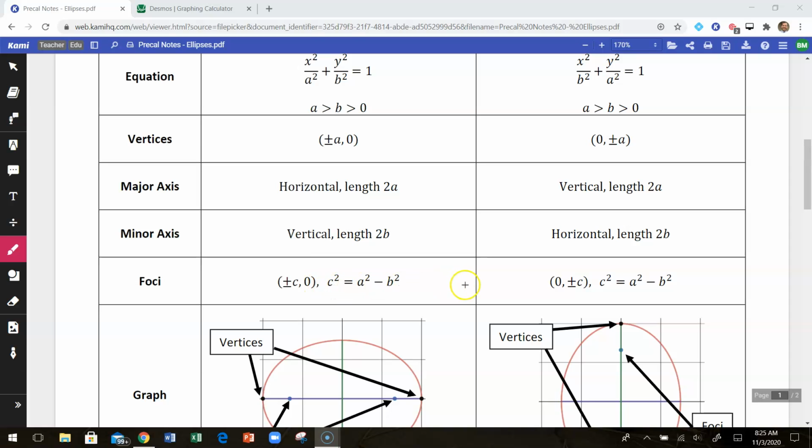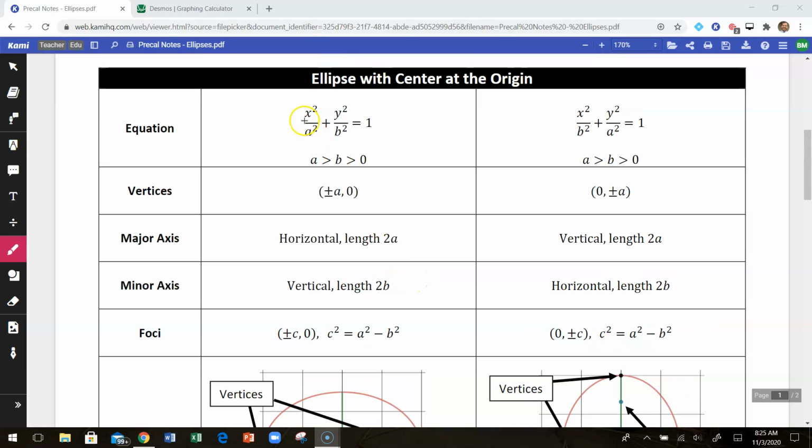The equation for the foci is the same regardless. It's c squared equals a squared minus b squared. Again, the numbers underneath x squared and y squared are a squared and b squared. So when we go to find the foci, we're simply going to take those numbers, subtract them, bigger minus smaller, and then take the square root. Now we'll have c. And plus or minus c, comma 0, or 0, comma plus or minus c, are going to be the coordinate points of those foci.